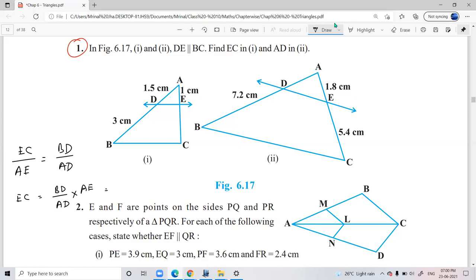Sir, EC is 2, sir. I'm sure your audio is not clear. Sir, EC is 2, no, sir. Okay, let's see. What is BD? BD is 3, AD is 1.5, and AE is 1. So this is 2 centimeter. Yes, absolutely right. Very good.